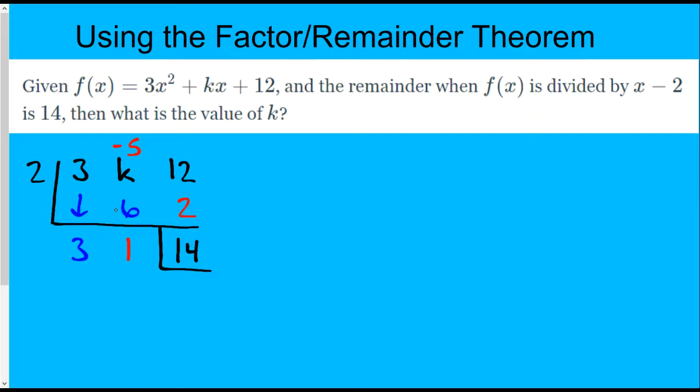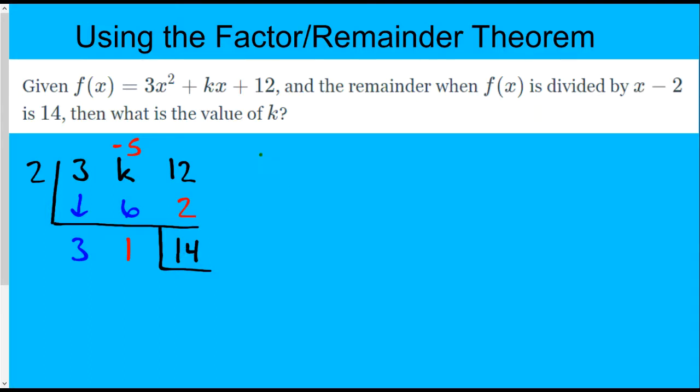So if k was negative 5, I would go and copy down this 3. 2 times 3 is 6. Negative 5 and 6 is 1. 2 and 1 makes 2, and 12 and 2 makes 14. Yeah, that works. But you see how confusing that is, trying to go both forwards and backwards doing our division? What would be a better way to do that?